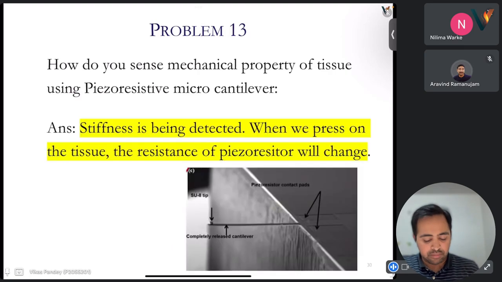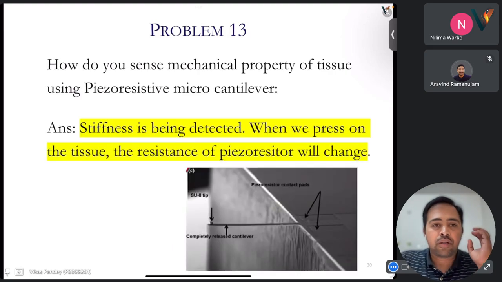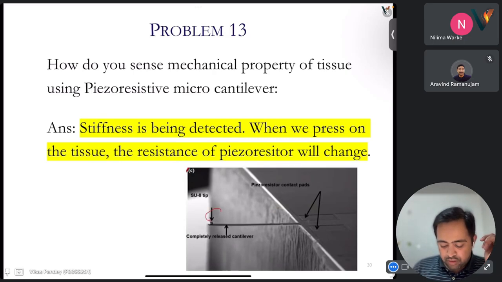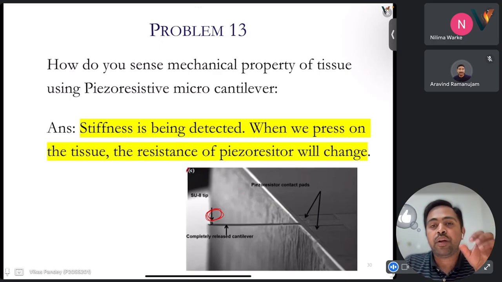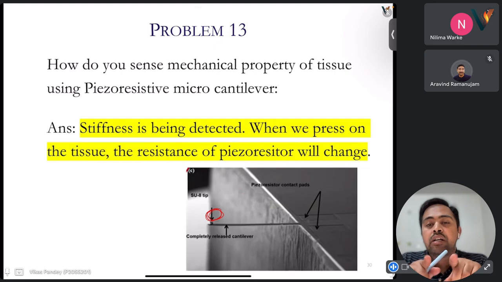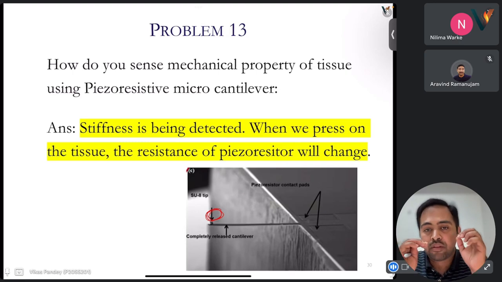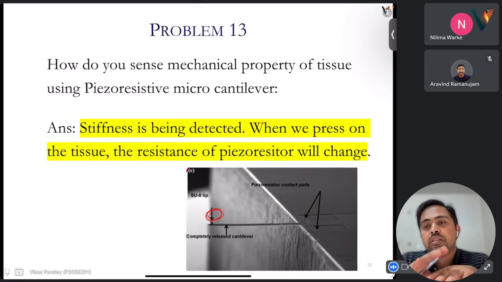So how do we sense the mechanical properties? The mechanical property that we want to find is the stiffness. And when we press on the tissue, the resistance of the piezoelectric contact will change. Why? Because the stress will lead to a change in the resistance. Using this, we can measure the stiffness of the tissue. For different stiffness levels, there will be different levels of stress being generated. Fine.